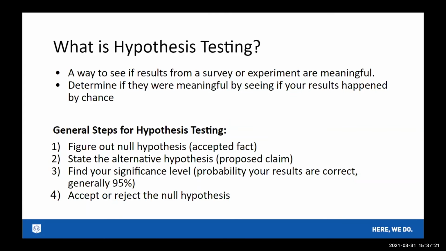The general steps for hypothesis testing: you have to figure out what your null hypothesis is, which is the accepted fact. Then you state what your proposed new claim is. From there, you have to figure out the probability that you want to be certain your results are correct. That's generally 95%, but it could be 90 if you want to be a little bit less sure. And then you either accept or reject the null hypothesis based off of the results of your hypothesis testing.